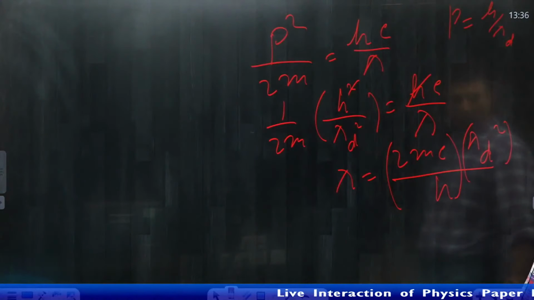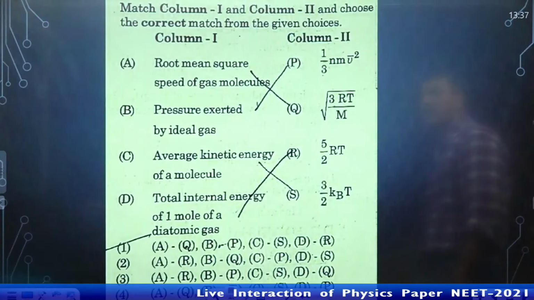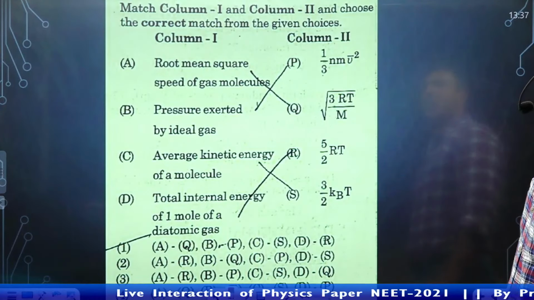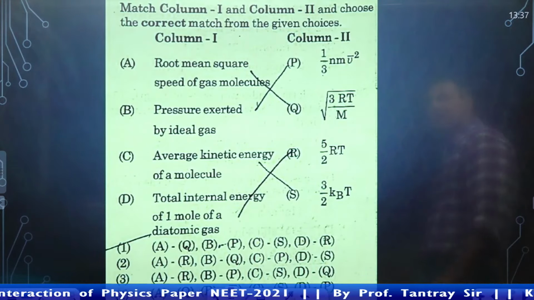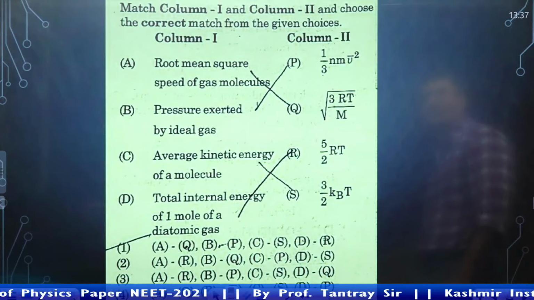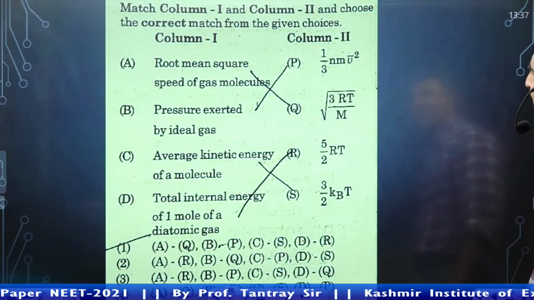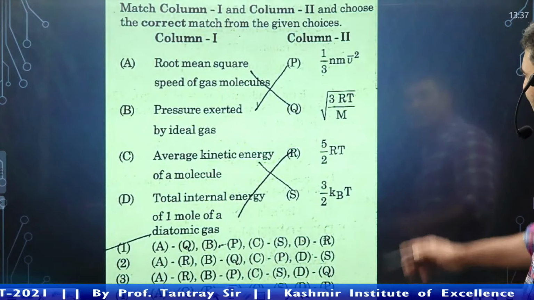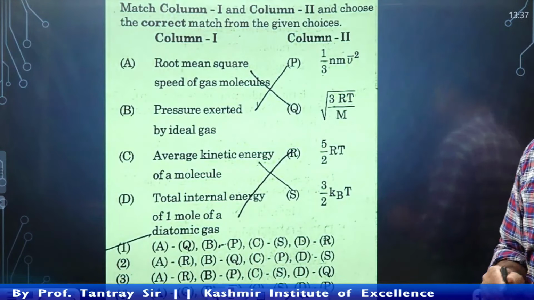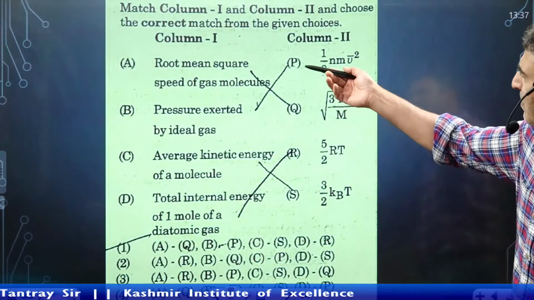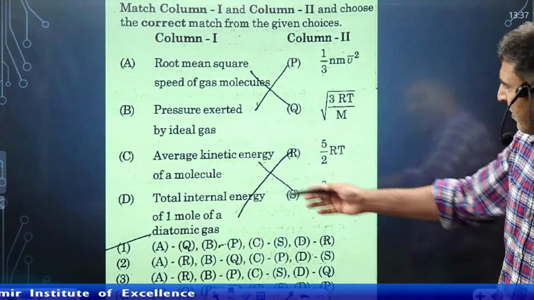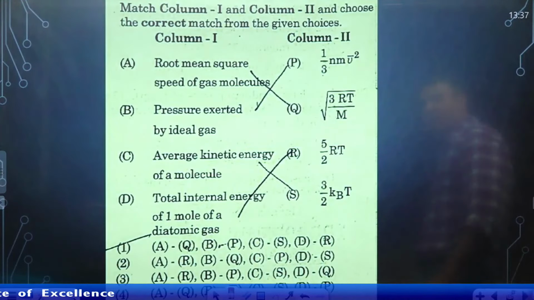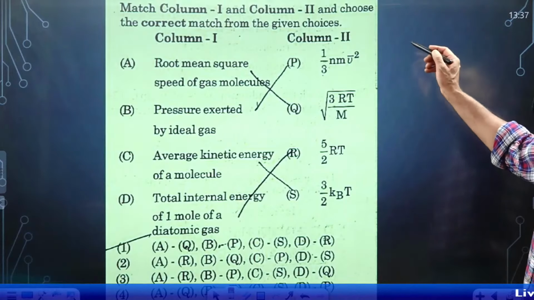Okay, let me go to another question. Match the following. Choose the correct match from the given choices. This matching business, so I have to write down the equation from where you can write your answer. So I will try to find you the correct answer. Now see here. He says pressure exerted by the gas, average kinetic energy, total internal energy. So I will write down all the equations.